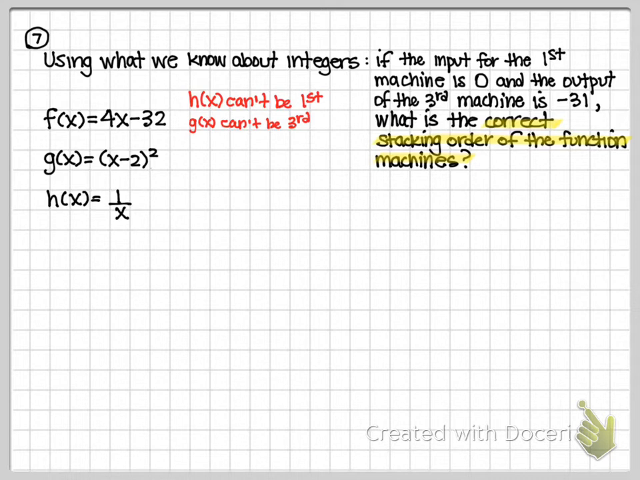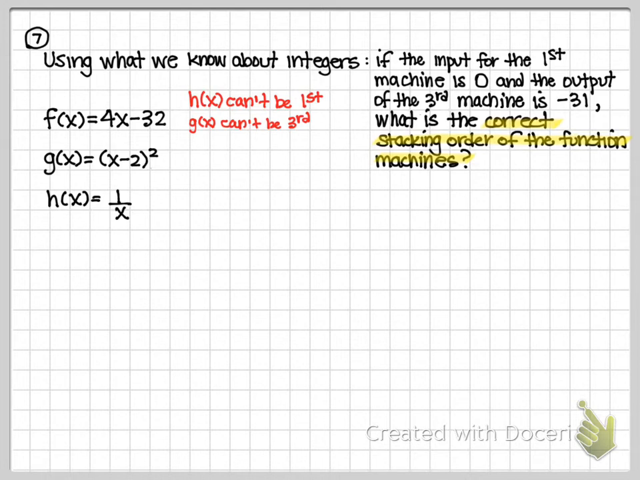But we do have other options for the first. If h can't be first, maybe f or g could be first. We didn't even talk about the middle, so they're going to have to play around with that. And then g of x cannot be last, so we can have f or h last. So we need to figure out the order in which we're going to stack these things.